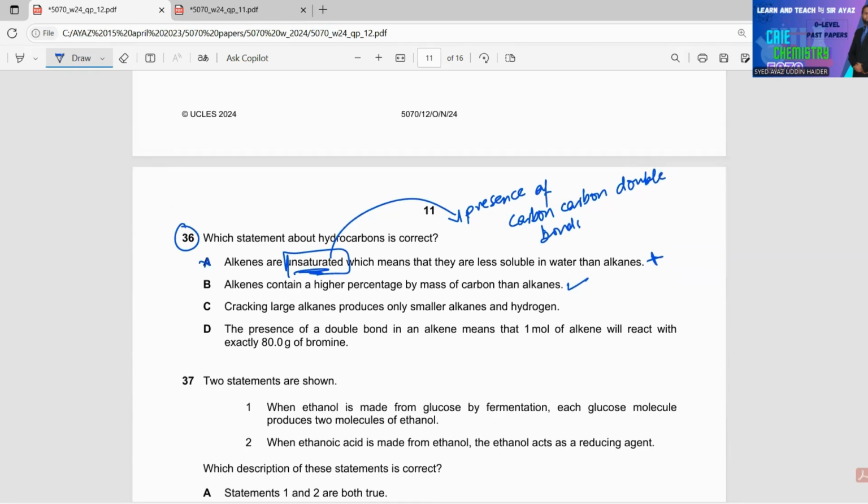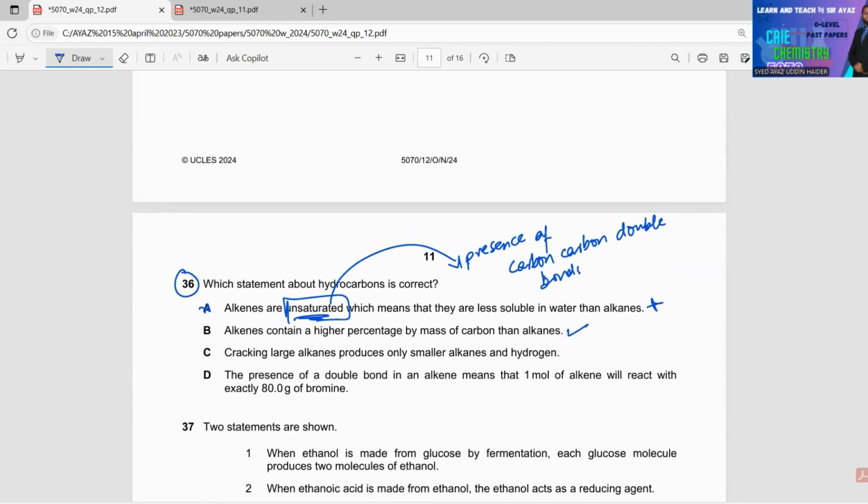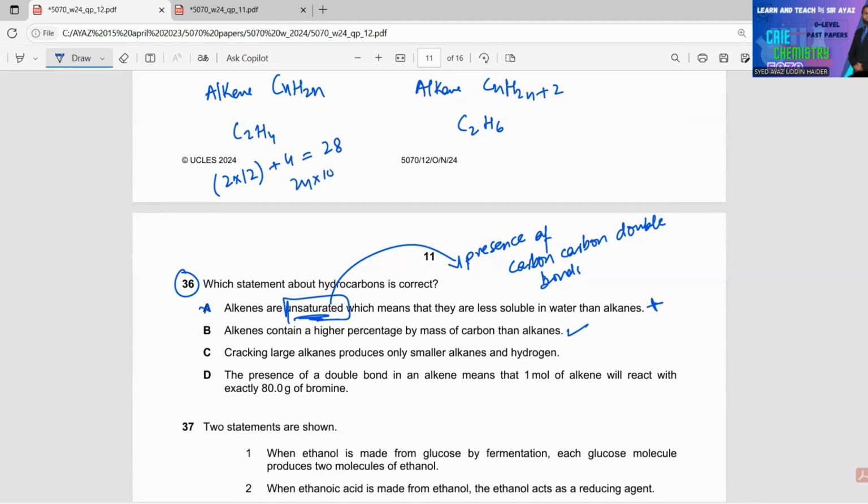In order to understand this, let's take an example of one member from alkene and one member from alkane with the same number of carbon atoms. Alkene, recall the general formula CnH2n. If n is 2, it must be C2H4. Alkane, the general formula is CnH2n+2. So if n is 2 here, it is C2H6. So Mr of C2H4: you know the Ar of carbon is 12. So 2 multiplied by 12 plus 4 gives 24 plus 4, 28. Calculate the percentage of carbon here: 24 multiplied by 100 divided by 28.